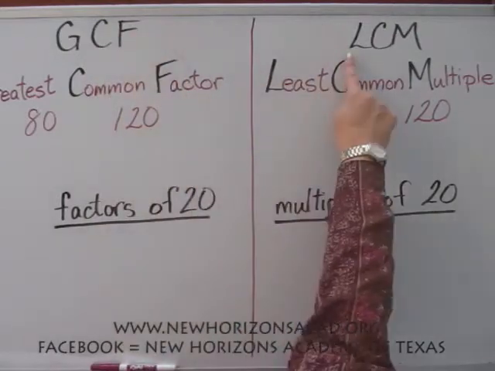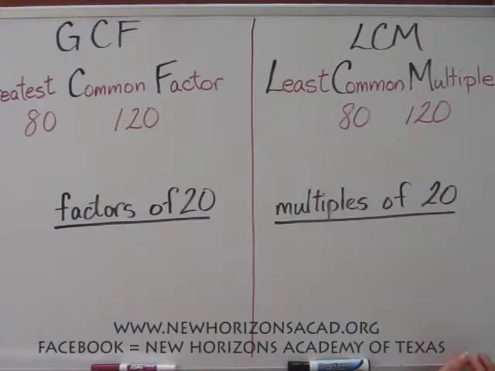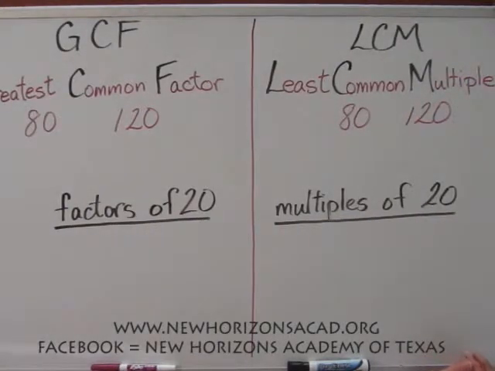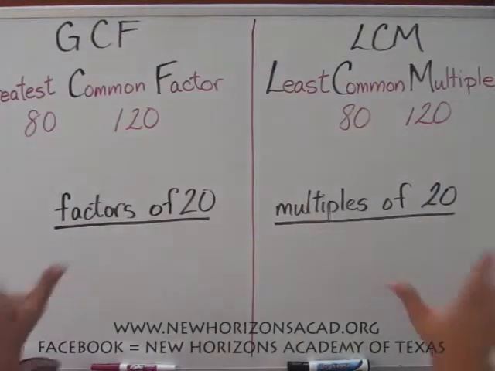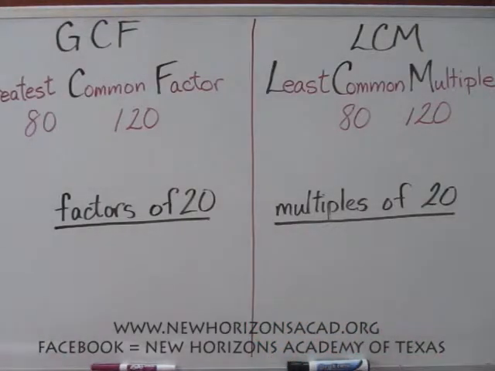Greatest common factor, least common multiple. These are two different math processes, but the steps that you take to solve them are similar. Similar enough that students get them confused, and for this reason I teach it side by side so that you can see the differences and similarities as we go.